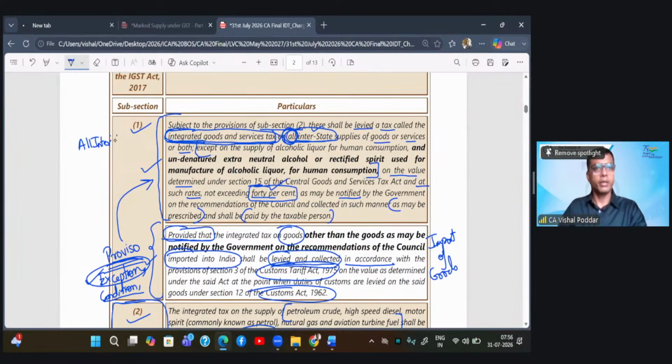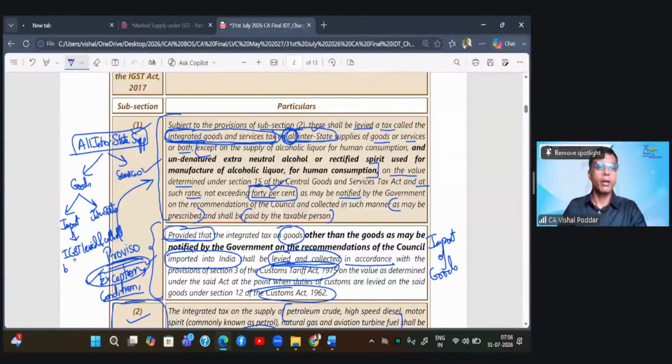All interstate supplies. All. Now this means supplies of goods, supplies of services. Out of this, within goods, if it is import. Now see, there can be import or there can be interstate, that is domestic supply, but between two different states. But where it is between two different countries, IGST will be levied and collected by customs. This is what is the proviso.